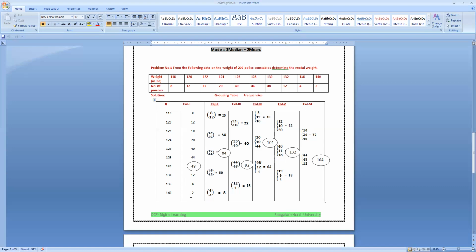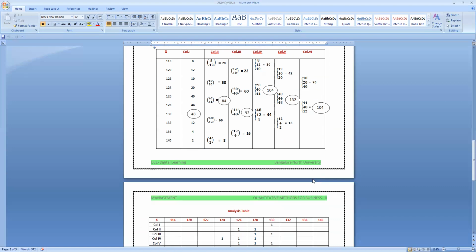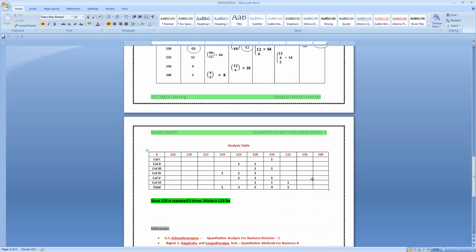There are no three numbers to add, so we should leave it as it is. So we have to encircle 104 here also. So this much should be done in the grouping table. Let us go for the analysis table and see how we should do it.